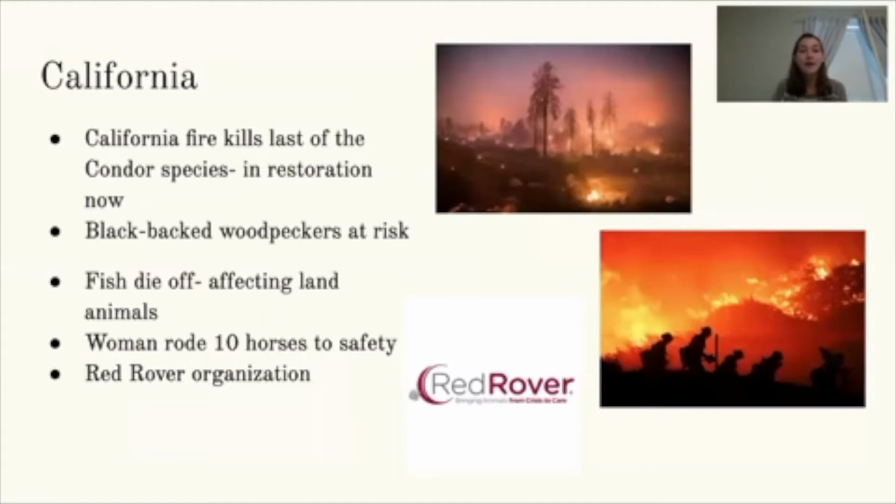In the California fires, a sanctuary for the endangered California condor was destroyed by fire, endangering the species even more. As CNN reported, in 1987, the last California condor was taken into captivity to join the 26 remaining condors in an attempt to bolster the population through a captive breeding program. Even fire-adapted species such as the black-backed woodpeckers are at risk since they need both burned and unburned habitat to thrive. With fires in the area, fish temporarily move away and die off, affecting the animals on land as well. Therefore, most species are impacted.